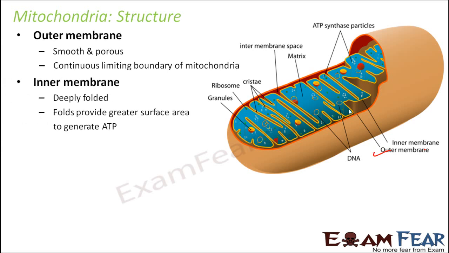Inner membrane is deeply folded. As you can see here, these yellow colored structures are a folded membrane. There are so many folds, and folds provide greater surface area to generate ATP. Why are there so many folds?